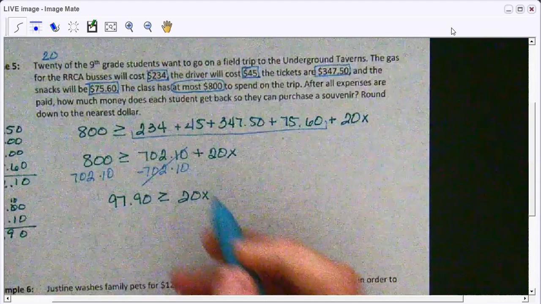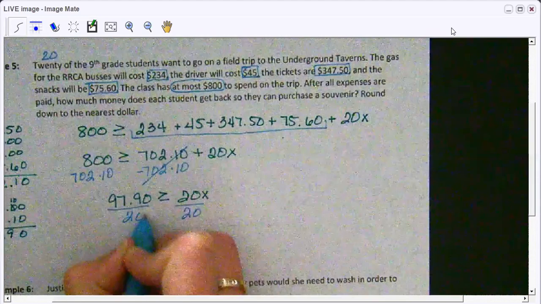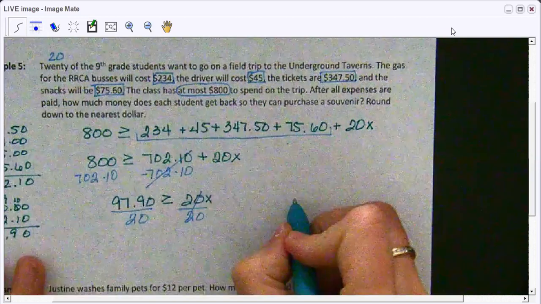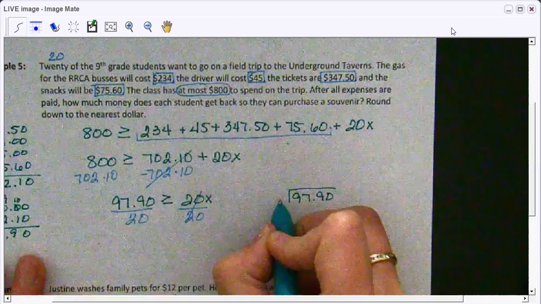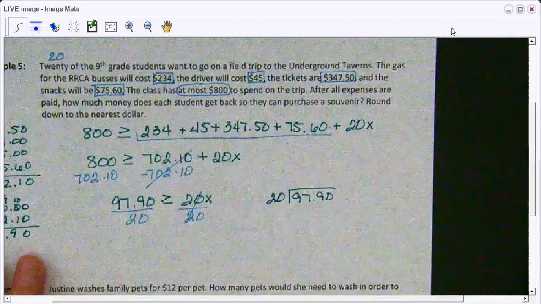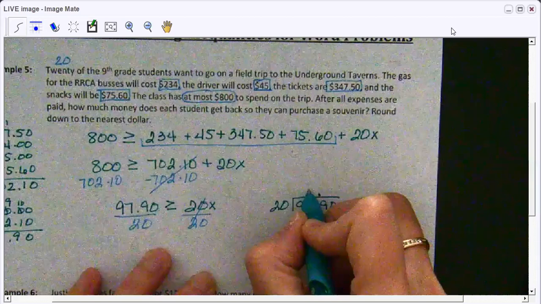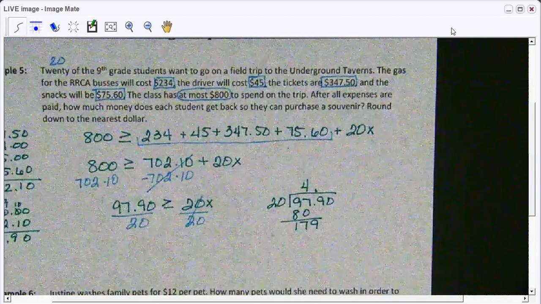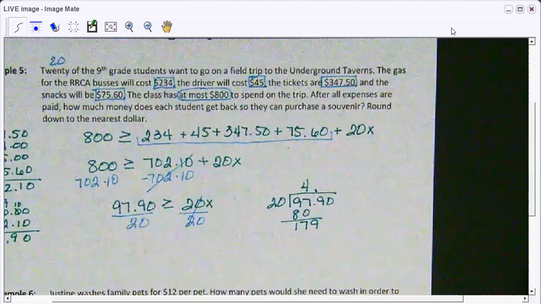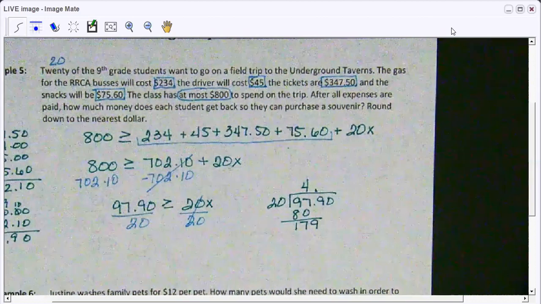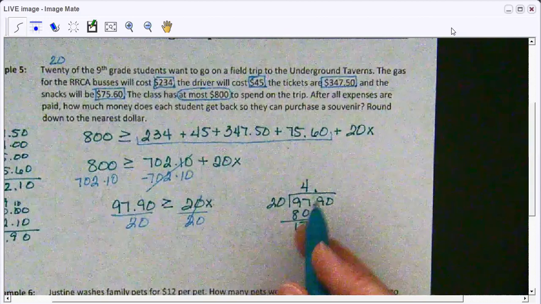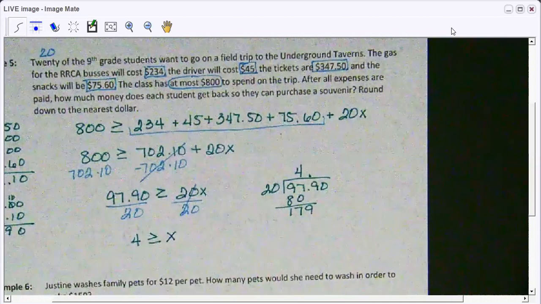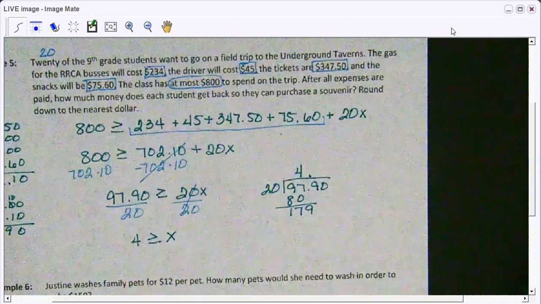So we're going to divide both sides by 20. And remember in the problem, it says round down to the nearest dollar. So I'm going to take $97.90 and divide it by 20. Okay. So we have 4. And we know just by that, if we round down to the nearest dollar, because maybe we need to save a little bit extra, that it's going to be about $4, right? They have to get less than or equal to $4 basically, because up here it says round to the nearest whole dollar.